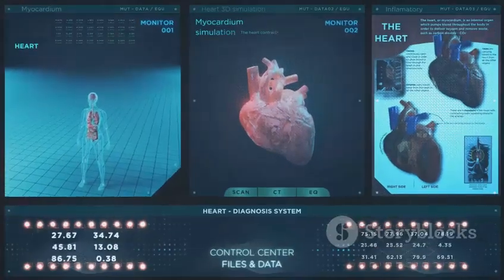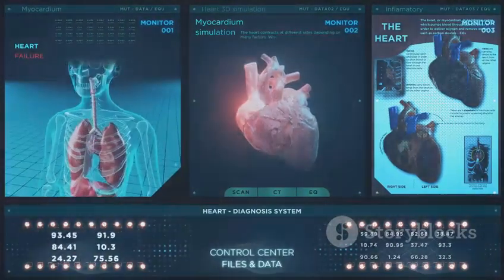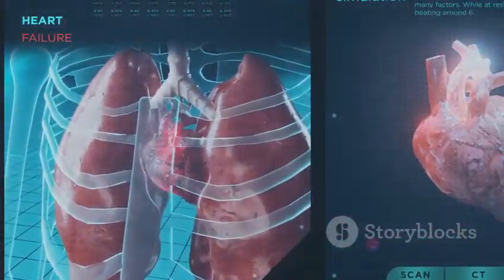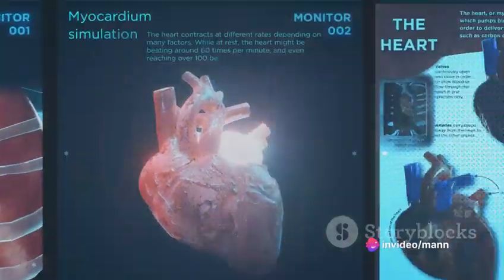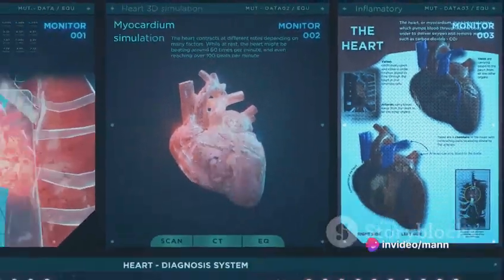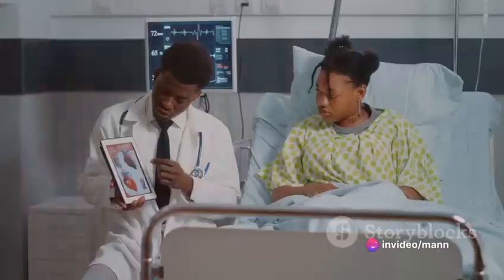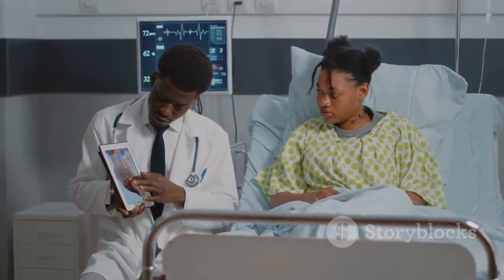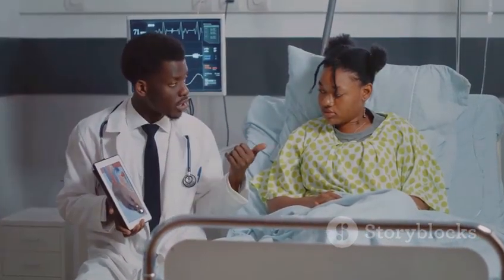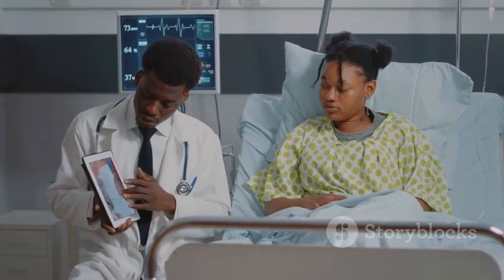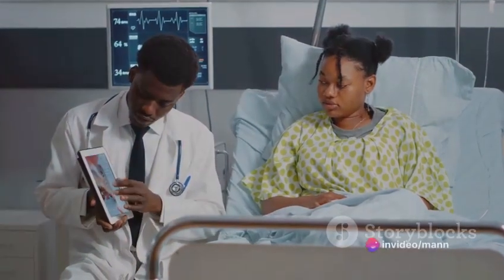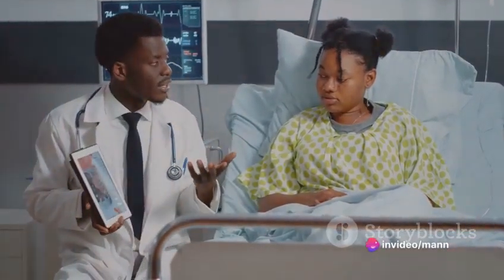Last, but certainly not least for today, we have heart failure. Despite its name, this doesn't mean the heart completely stops working. Instead, heart failure occurs when the heart is unable to pump blood effectively. This could lead to symptoms like shortness of breath, fatigue, and fluid retention. Heart failure can result from various underlying causes such as CAD, hypertension, and valvular heart disease.